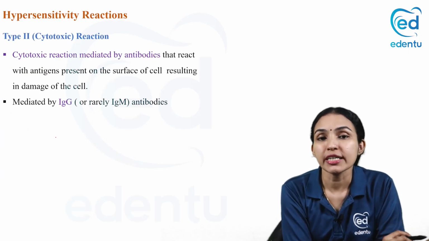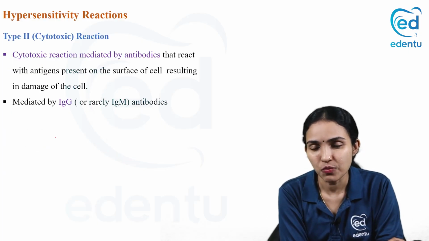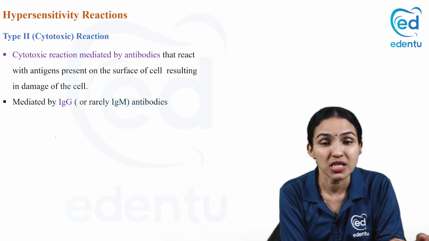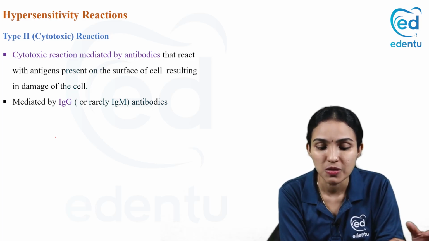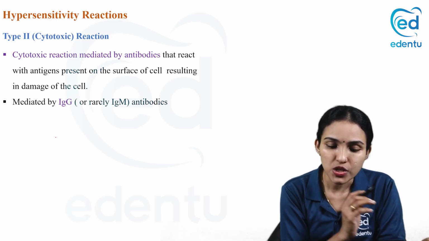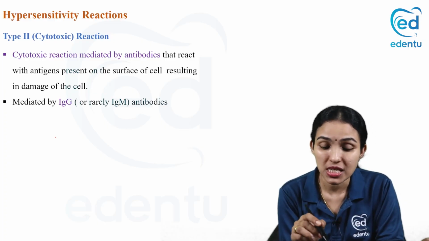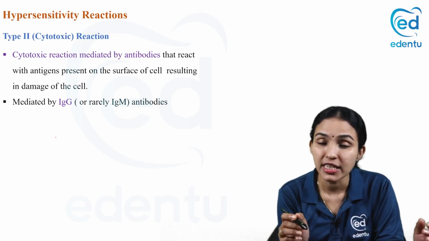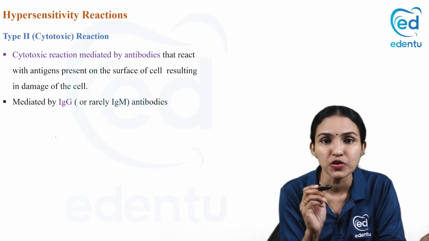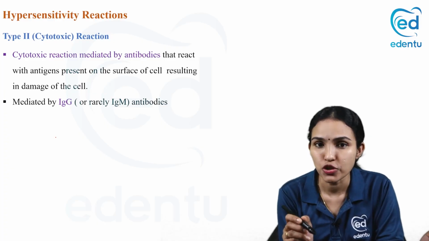So moving on to type 2 hypersensitivity reaction, that is what I told you, it's a cytotoxic reaction which is mediated by antibodies. It is mediated by antibodies that react with antigens present on the surface of a cell, resulting in damage to the cell.